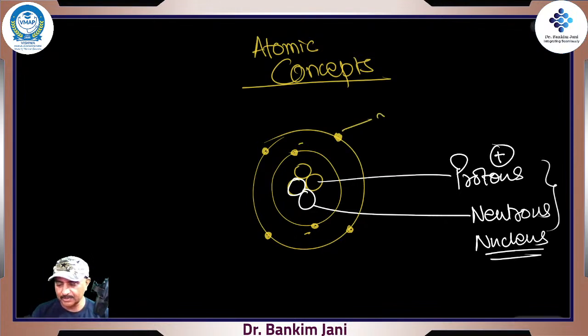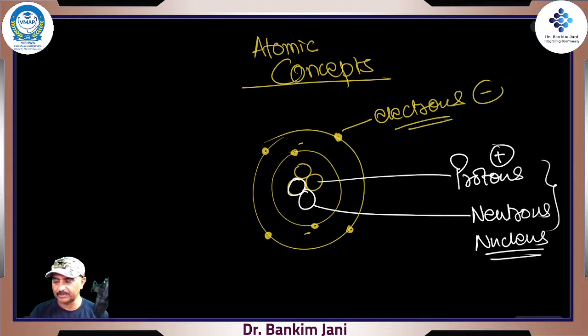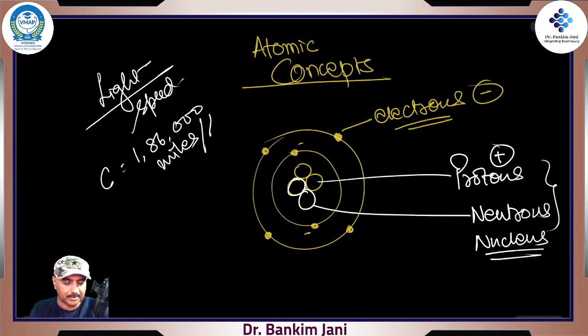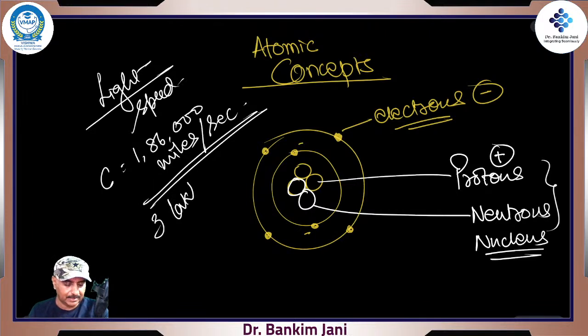So these are electrons, negatively charged. The speed of light is vital because when we talk about the electromagnetic spectrum, they travel at the speed of light, right? And that is represented as C. C is 186,000 miles per second, or 3 lakh kilometers per second.